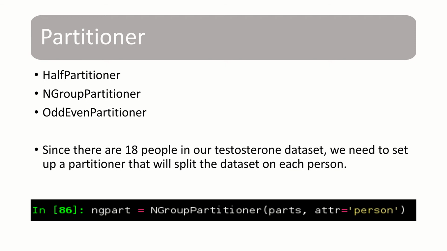So this is just the line that it looks like. Parts is my shorthand for number of partitions, so that would be 18. And we're splitting on the attribute person, which is just our chunks of each person.